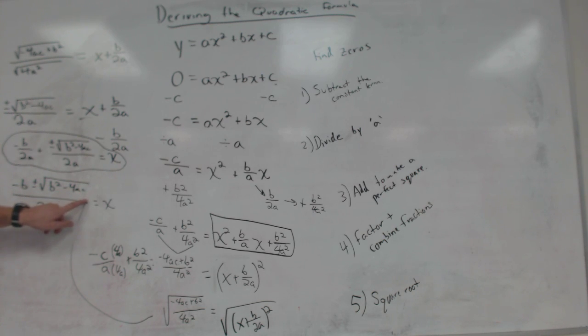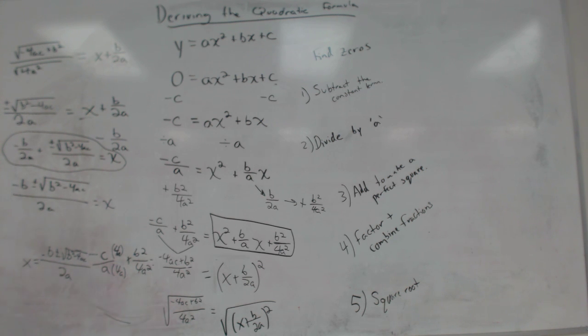Make sure you've got each step down in your notes. Typically the quadratic formula is written like this. X equals negative b plus or minus the square root of b squared minus 4ac all over 2a.